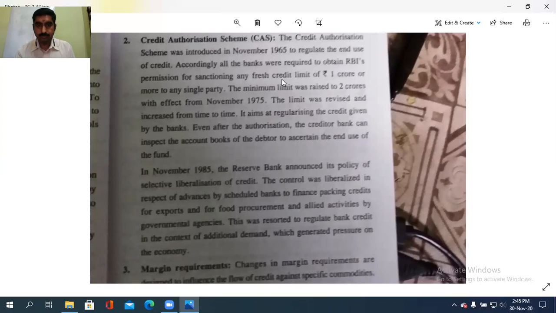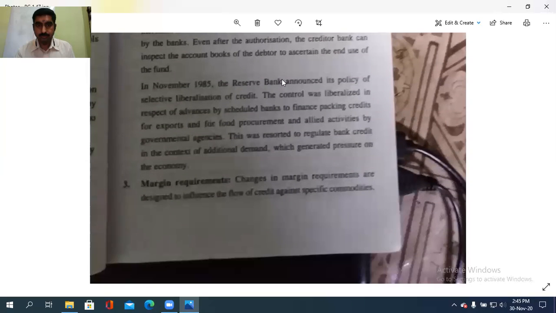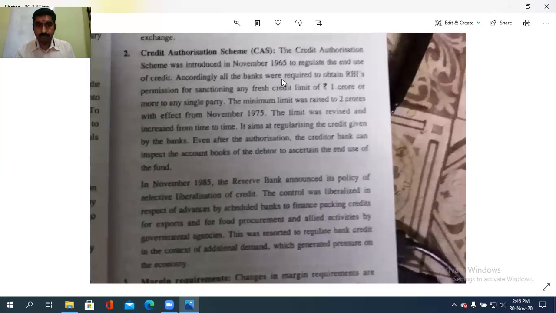Even after the authorization, the creditor bank can inspect the account books of the debtor to ascertain the end use of the fund also. So, after giving the authorization, the creditor bank has the authority to check or inspect the account books of the debtor in order to ascertain the end use of the fund. So that is the Credit Authorization Scheme.